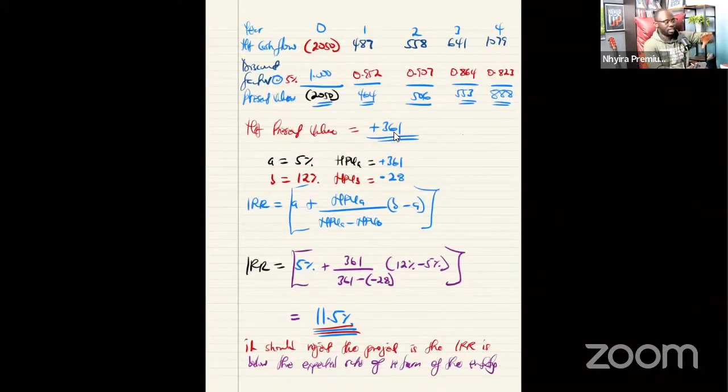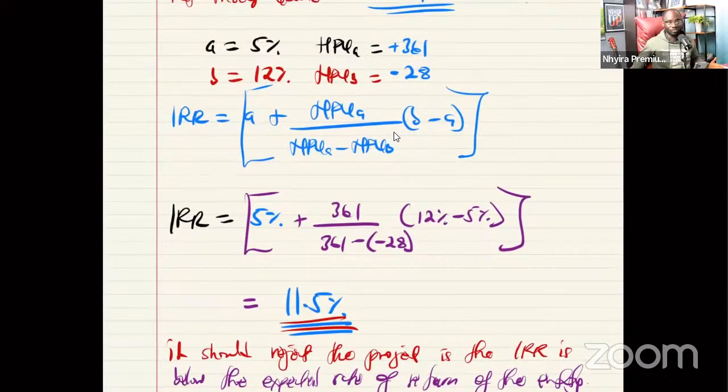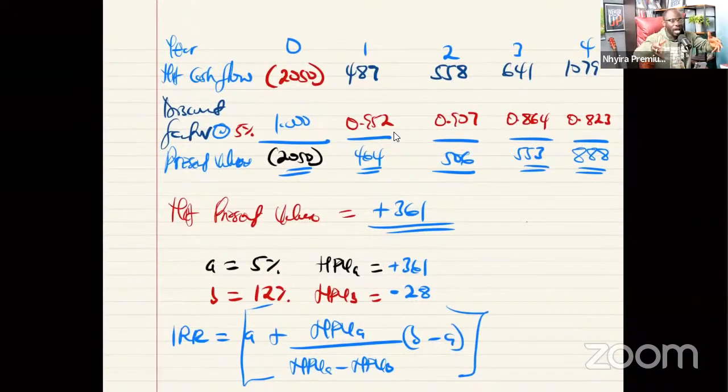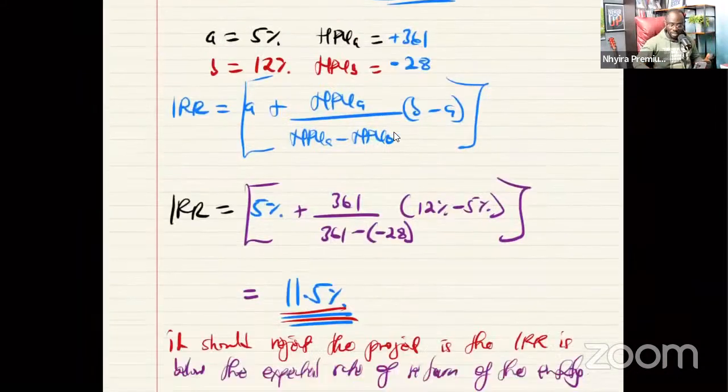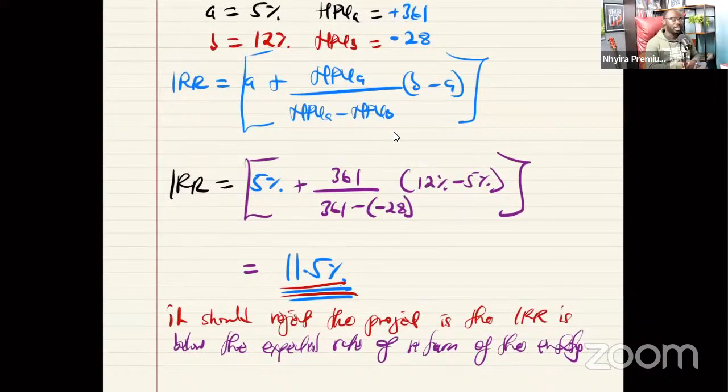Now, if you look at their solution, you realize that they used different figures and different rates, but they still got 11.5%. No matter the rate you use, however you work your way out in terms of the approximation, it will still come home to the final answer. The second rate they used was different, but in the end, it's 11.5. And that is the beauty of investment appraisal, especially in IRR.